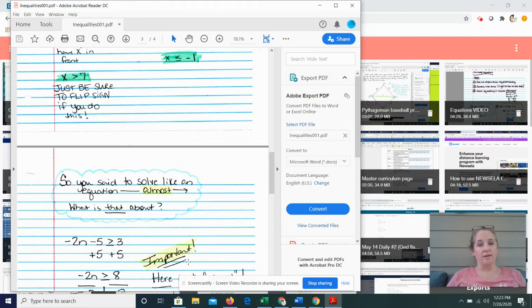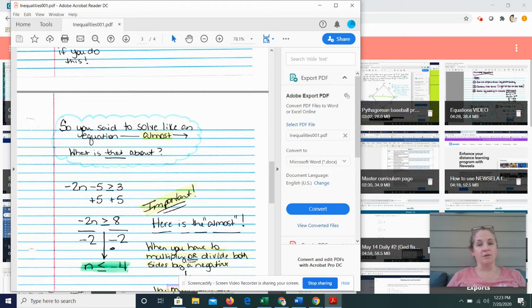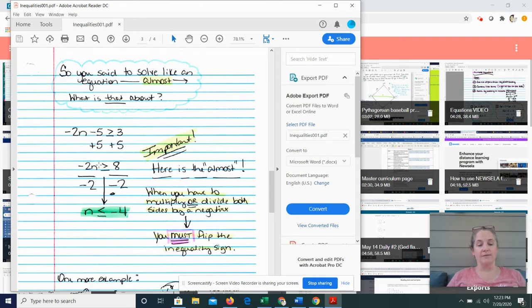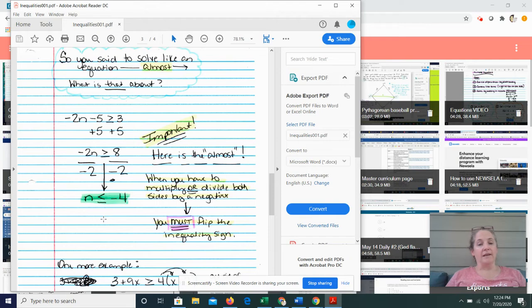This is what is important. This is what is different that makes them something you really have to think about when you're using negatives. Okay, here to get rid of this negative 2 times n, we have to divide both sides by negative 2, right? Because it's got to be negative 2 divided by negative 2. Okay, when you have to multiply or divide both sides of the inequality by a negative number, you have to flip the sign. And honestly, I can't really tell you a good why to that. It is just something you have to do.